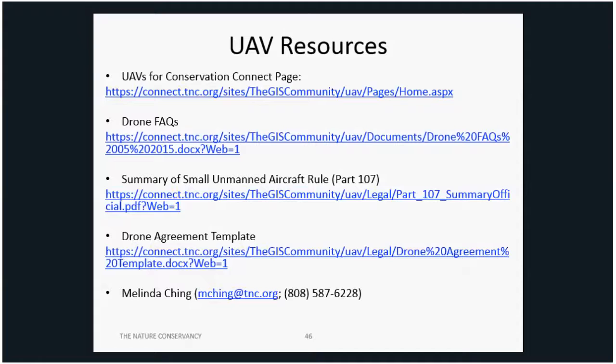The summary of the Small Unmanned Aircraft Rule Part 107 is probably your best resource as to what your operational limitations need to be, what you need to take into account. I've also attached a drone agreement template. This is a template of an agreement to use if you are allowing someone else to come in and fly on TNC property, a partner, or some other organization that wants to fly a drone on TNC property.